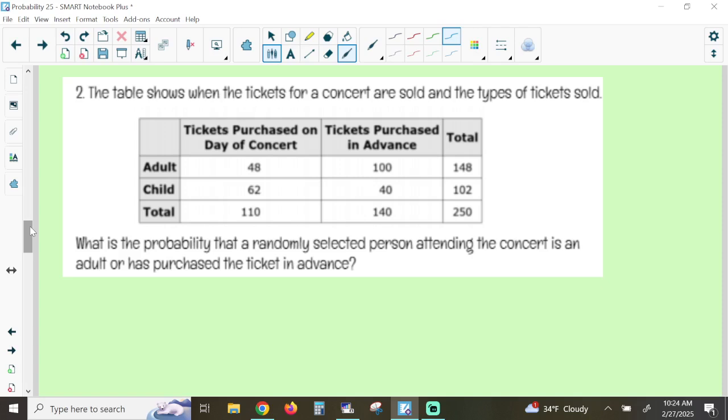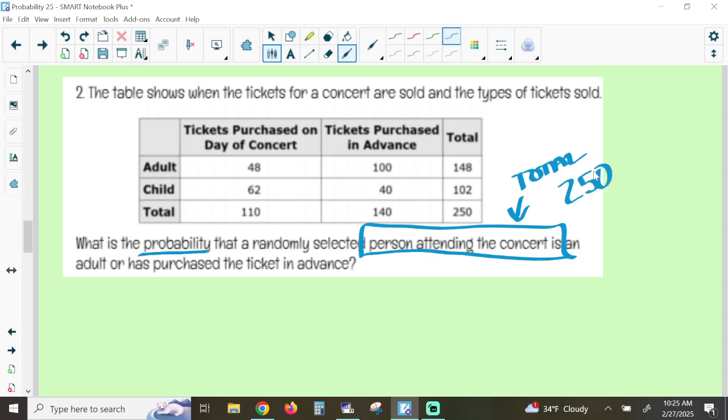The table shows when the tickets for the concert were sold and the types of tickets sold. Okay, blah, blah. We don't even need that. What is the probability that a randomly selected person attending the concert, randomly selected from who? People attending the concert. Is this table all people that are attending the concert? Yeah, they're kids and adults. Some bought their tickets early, some bought them the day of, but they're all attending the concert. So this is everybody, right? So that means what's our total? Our total is going to be 250 because that's everybody.